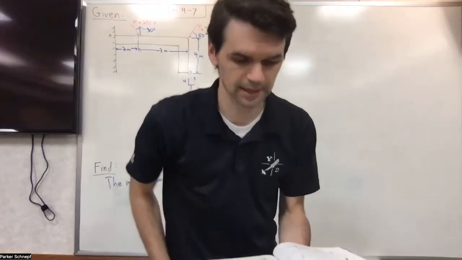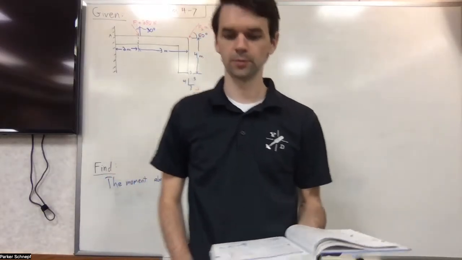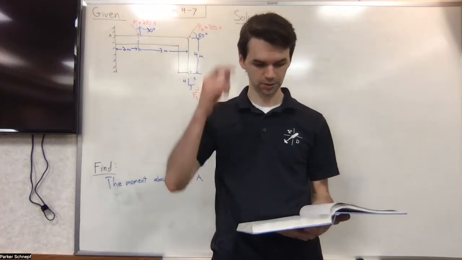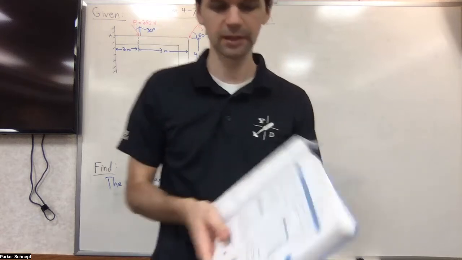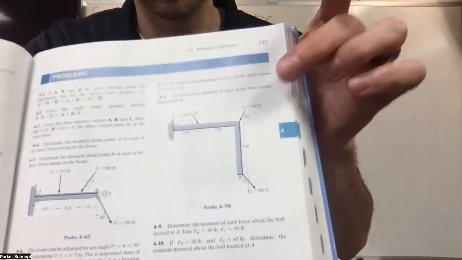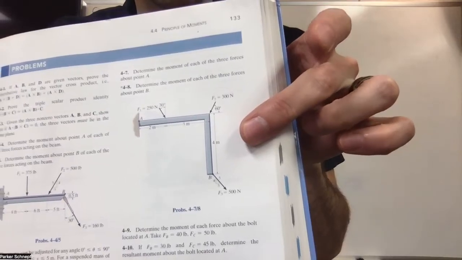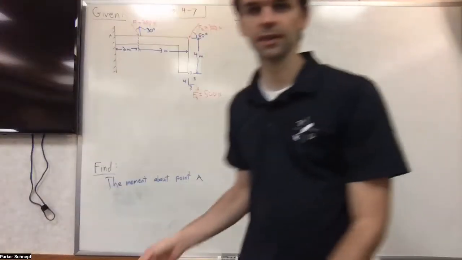Hi class, this is an example problem for unit 4.1 in which we learn about moments of the force in two dimensions. I took a problem from the book, edition 13, problem 4.7. In the book, the diagram looks like this. Basically, we have an L-shaped bar and there are three different forces acting on it. Up here, I've redrawn that as best I can.